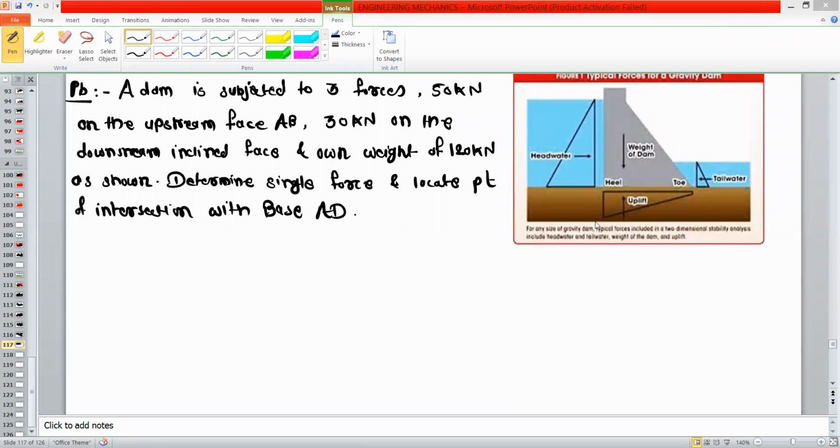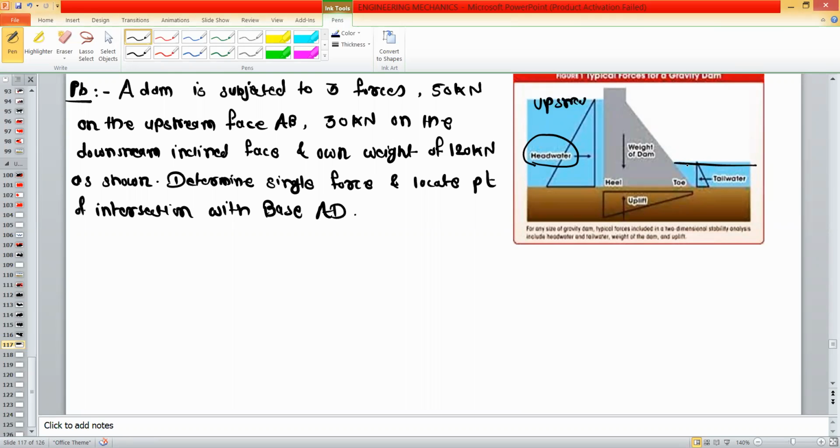So this is the hydro dam, and on the hydro dam, three forces are acting. One force is on the upstream side, second is on the downstream side, and third is the self weight of the dam. So what is the meaning of upstream and downstream? Here you can see this is the backwater. This backwater will create a force on this wall. So this is called the upstream side. This is the downstream side.